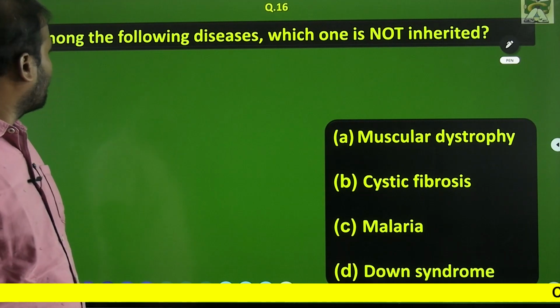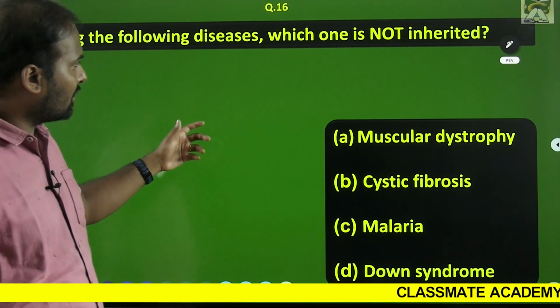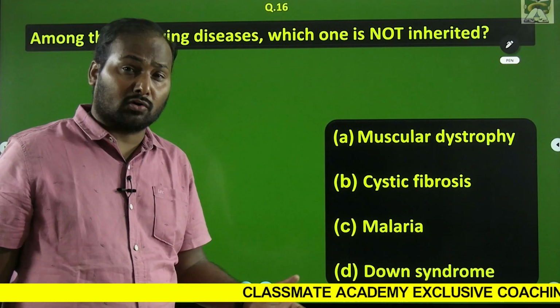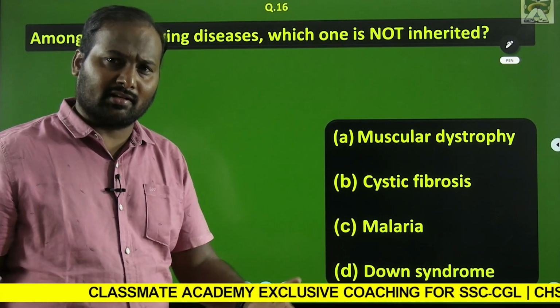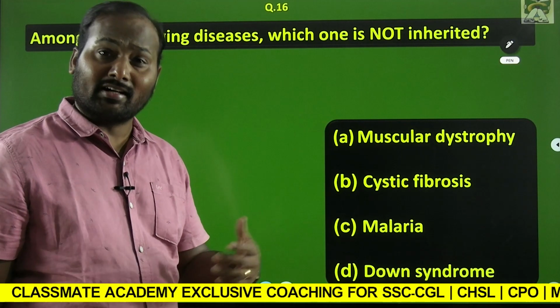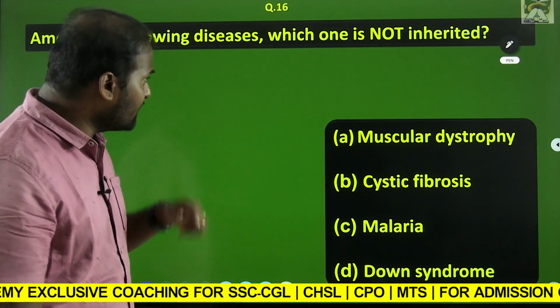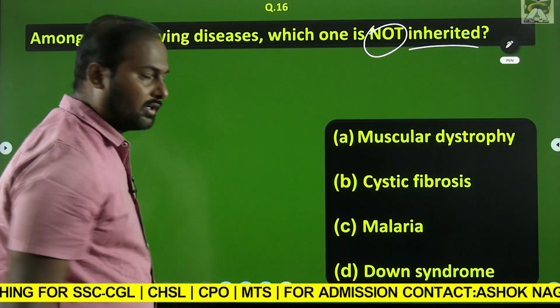Next one. Among the following diseases, again from the biology topic. In this biology topic, there's a topic called diseases. In the disease topic, we study about bacterial, fungal, protozoal, viral, then deficiency diseases, metabolic diseases, chromosomal aberrations, genetic diseases, everything. In this case, which is not an inherited, that is, not a genetic disease? Which of the following is not a genetic disease?